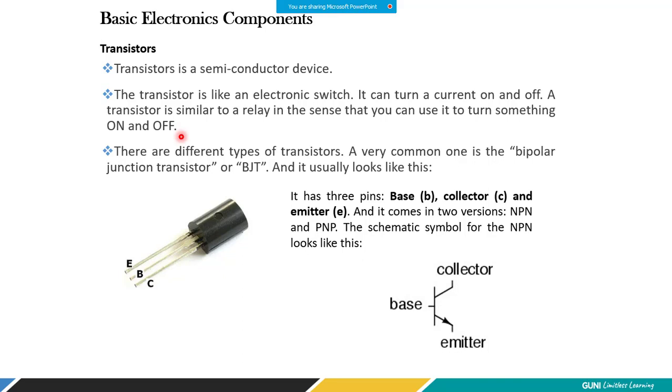But I have to ensure that when my temperature goes below 26, I want to make it off. So at that point, to make that circuit, you can use the transistor. So transistor can be used as a switch. There are different types of transistor. A very common one is the bipolar junction transistor, that is called a BJT, and it usually looks like this. I think you have studied this in the 12th standard. It has 3 terminals. One is the base, another one is the collector, and the third one is the emitter, right? And it comes in 2 versions, NPN and PNP, right?